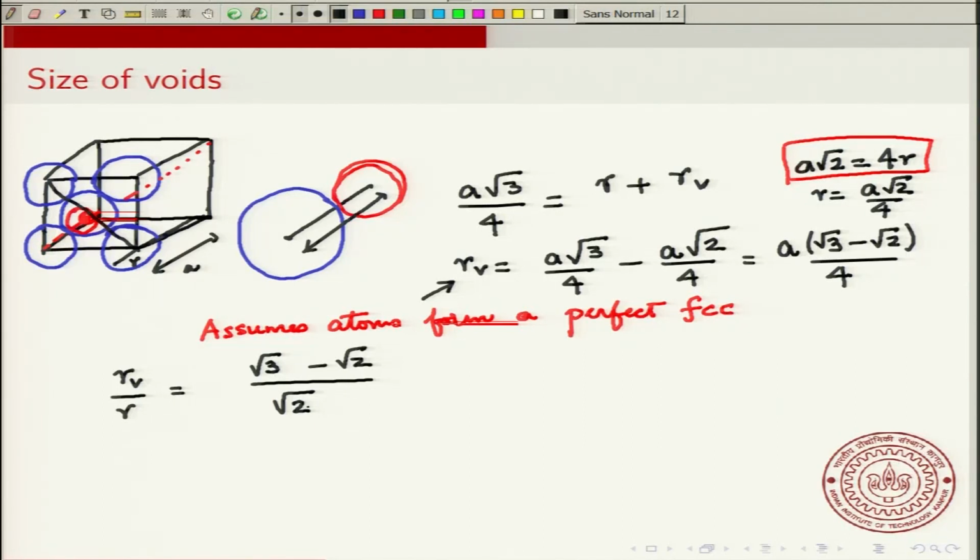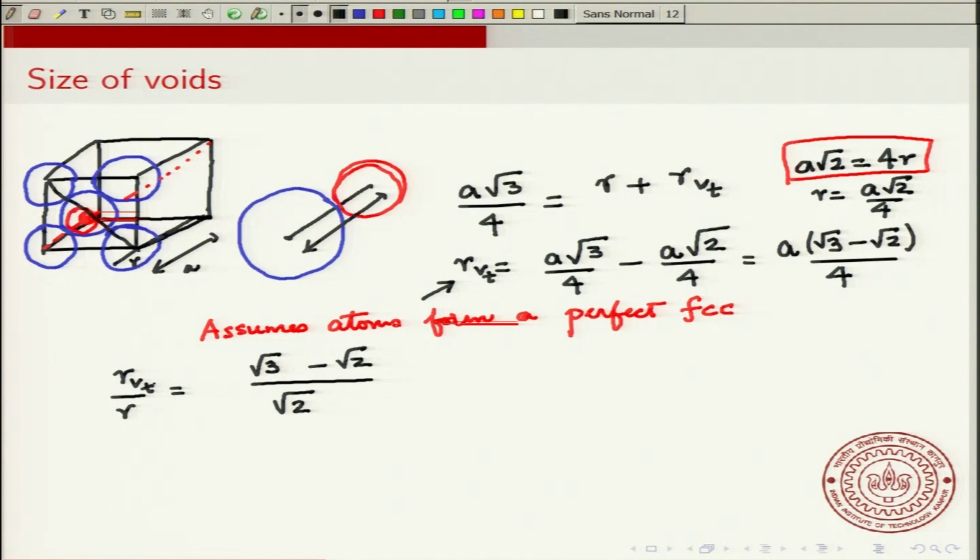Okay. So, this is the ratio of the radius of the void to the radius of the atom. All I did was take the radius of the void divided by the radius of the atom. This is for the tetrahedral void, so let me put a T next to the void. You can do the same for the octahedral void.